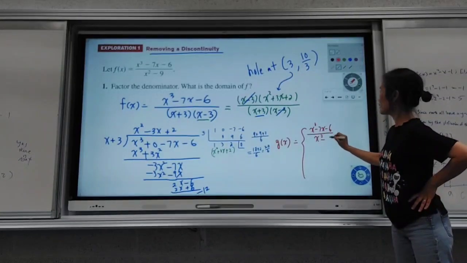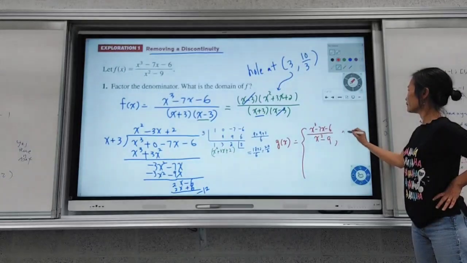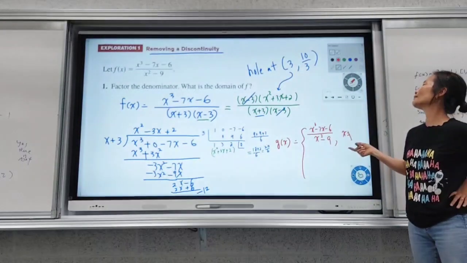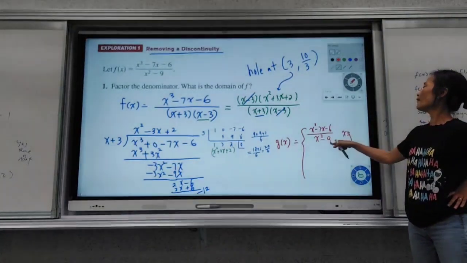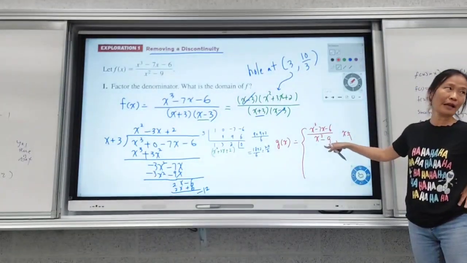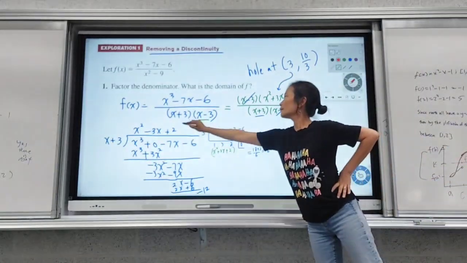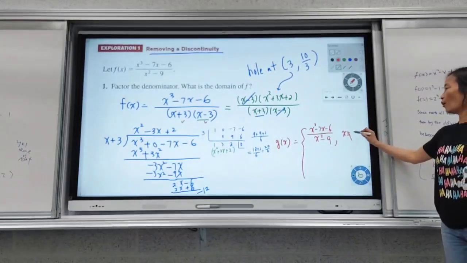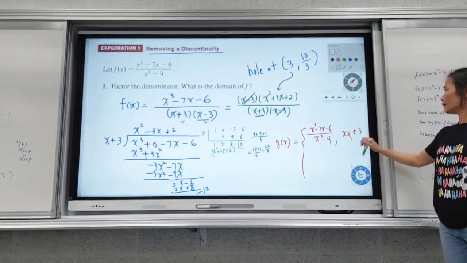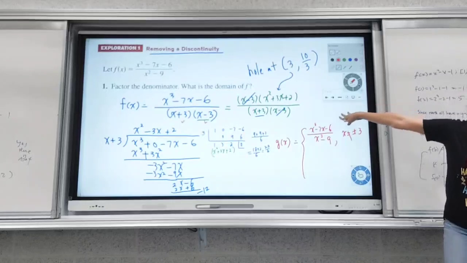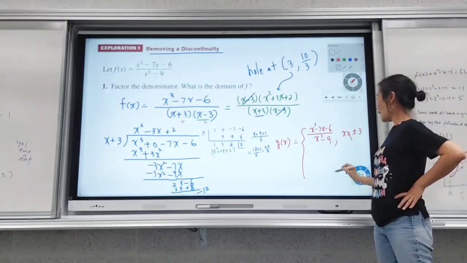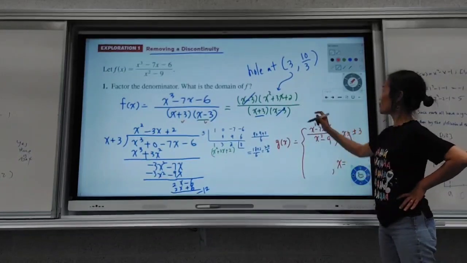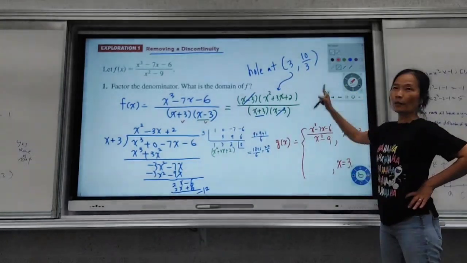x squared minus 9. What's the domain of this? X cannot be equal to 0. Wait, no. What value of x is making the denominator 0? What is the value? Cannot be what? 3 or negative 3. Yeah, anywhere else will be continuous. But I'm going to assign the value of g when x equals 3. What is the y value?